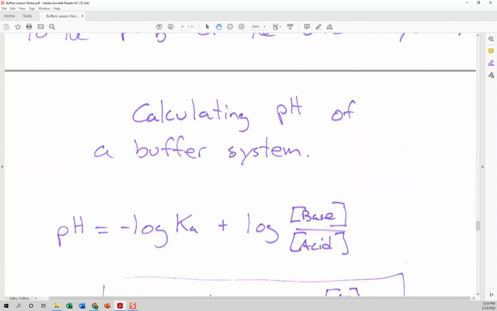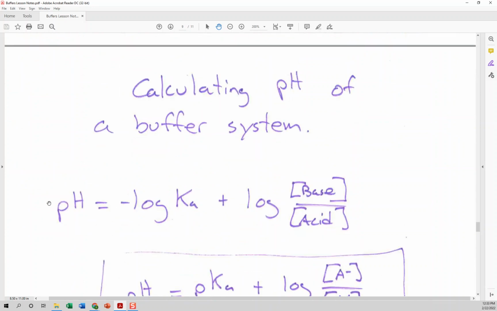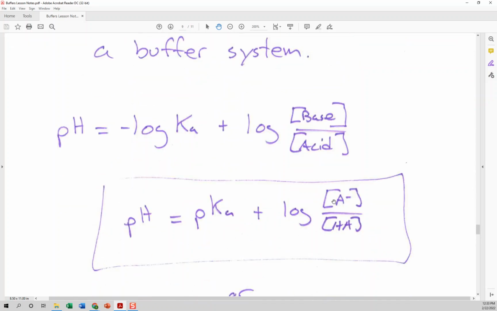All right, so another thing we need to know is how to calculate the pH of a buffer system. It's really important to recognize when we do have a buffer system because we have an equation. If we have a buffer system and I want you to calculate the pH, there's an equation for that, and it's on your formula sheet. It's this one right here.